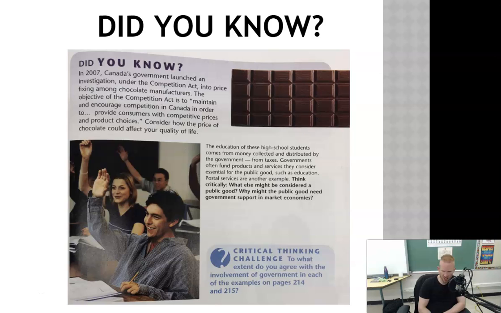Underneath that, the education of these high school students comes from money collected and distributed by the government. From taxes, governments often fund products and services they consider essential for public good, such as education. Postal services is another example.